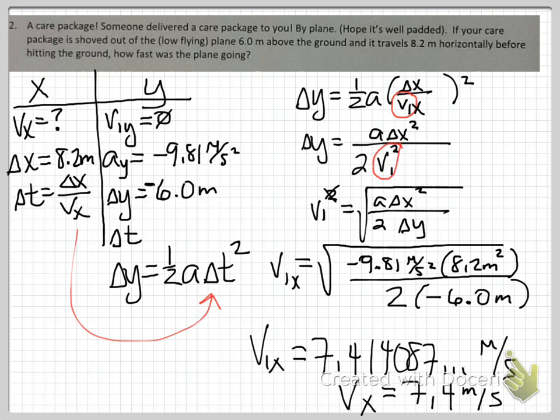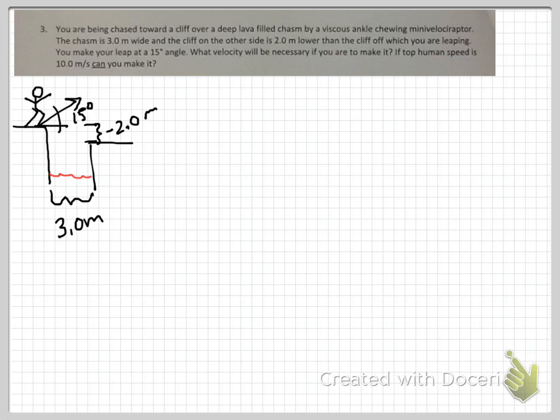Okay, up next. For number 3, you're being chased toward a cliff over a deep lava-filled chasm by a vicious ankle-chewing, whatever. The chasm's 3 meters wide, and the cliff on the other side is 2 meters lower than the cliff off of which you are leaping. If you make your leap at a 15-degree angle, what velocity will be required to make the jump? If top human speed is 10 meters per second, can you make it?